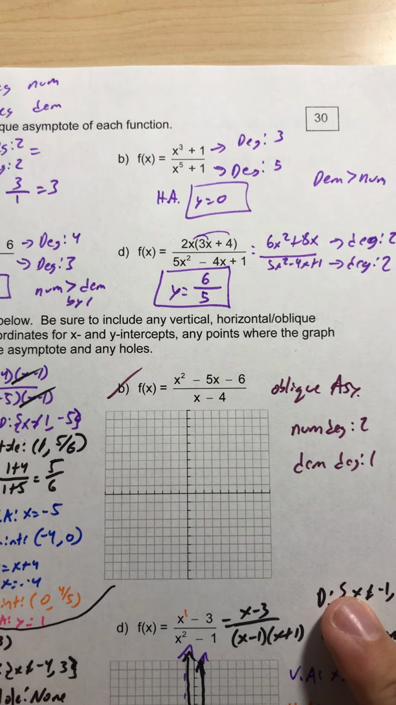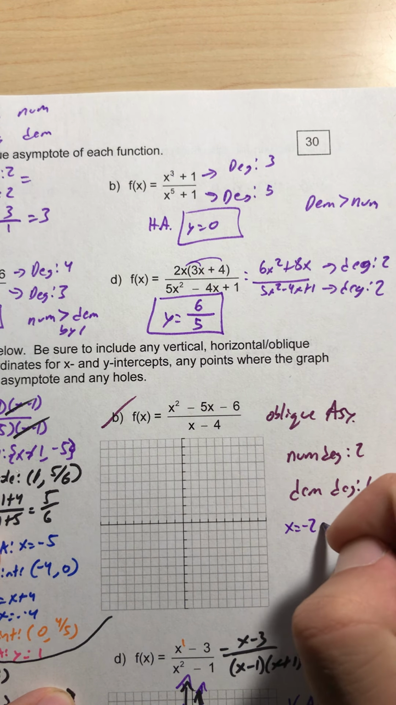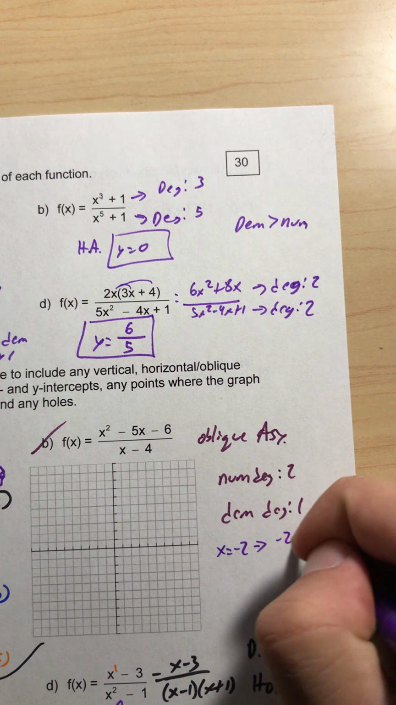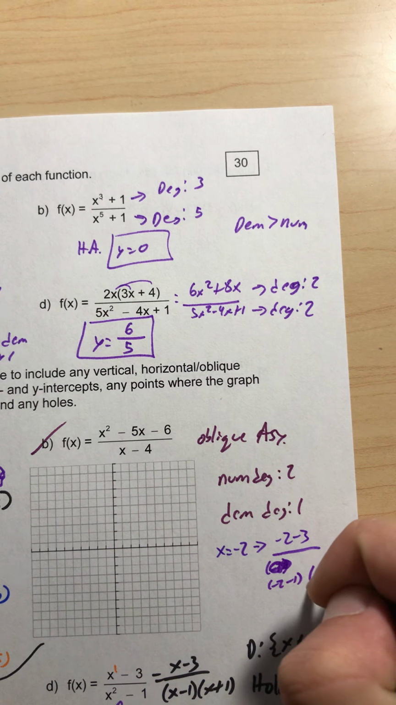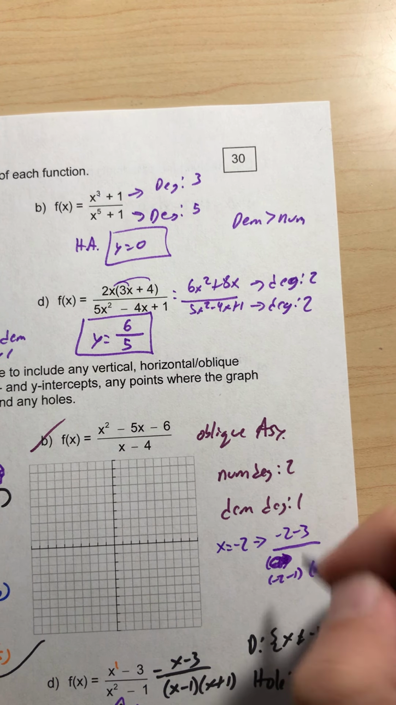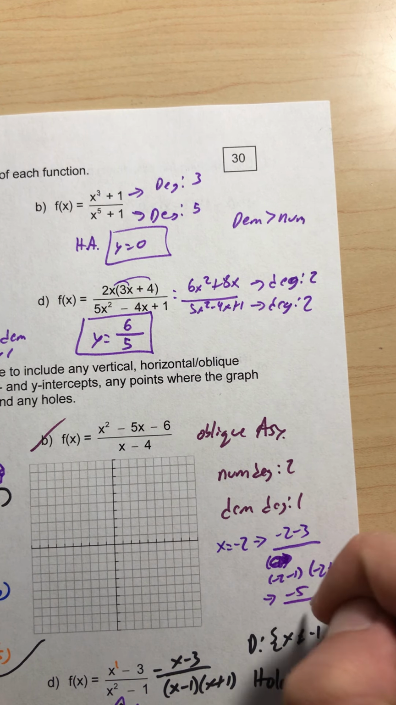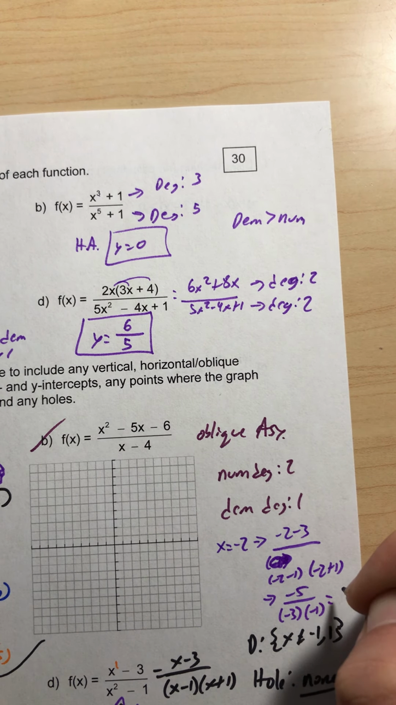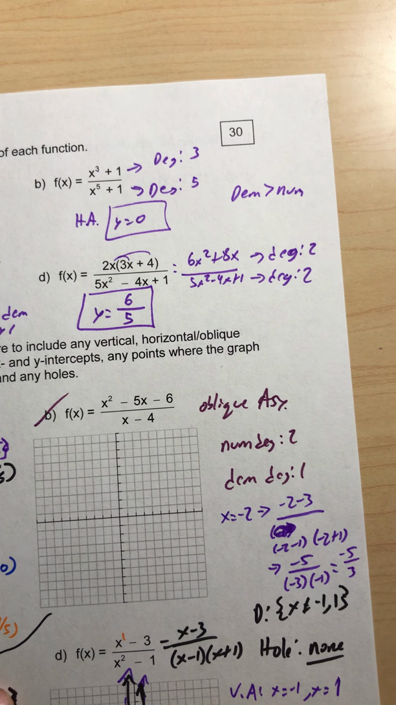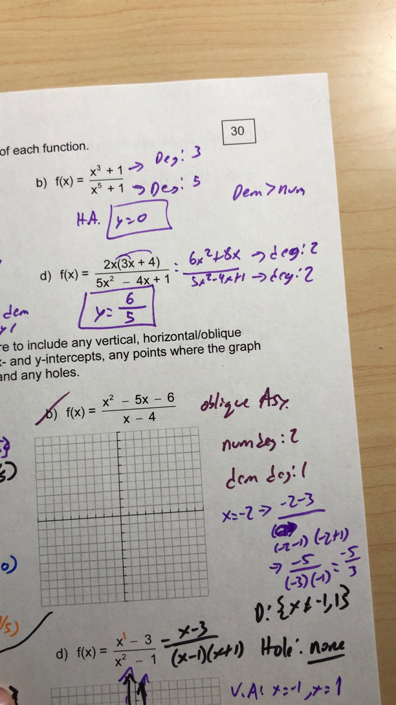So I'm going to pick x equals negative 2, and just see what happens. So negative 2 minus 3 over negative 2 minus 1 times negative 2 plus 1. That gives me negative 5 over negative 3 times negative 1. That's negative 5/3. So that puts me down here, somewhere about there.